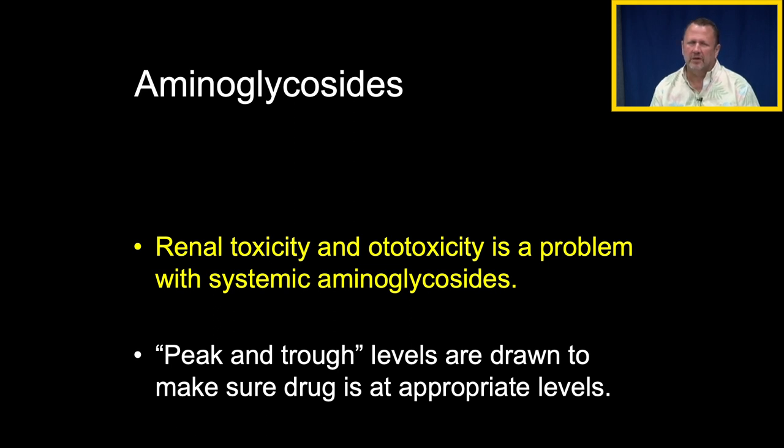Then we're going to do something called peak and trough levels. And so the peak and trough levels will tell us how to appropriately dose the aminoglycoside like gentamicin. A peak means we give the gentamicin, we give it time to swirl around. That's usually half an hour. And then we'll draw a level and we'll see how high that is. And then right before we give the next dose is the trough. That's the low level. That's what a trough is, the low point.